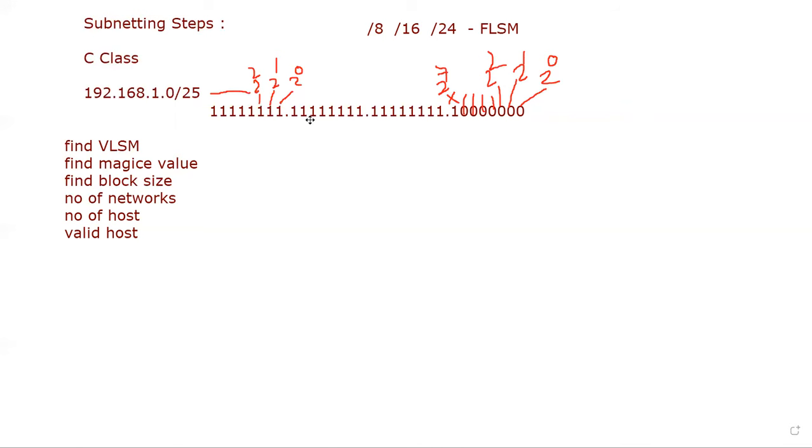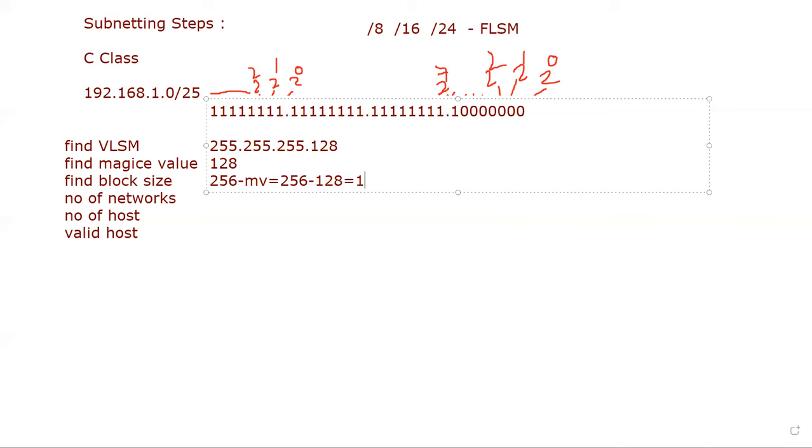Okay. So my subnet mask should be 255.255.255.128. Understand this? Yes, sir. So one bit we have turned on. So the magic value is now 128. The block size formula remains the same: 256 minus magic value, which is 256 minus 128. So now my block size is 128.